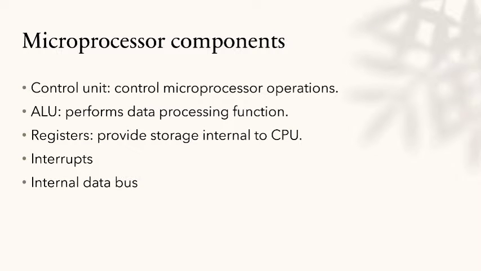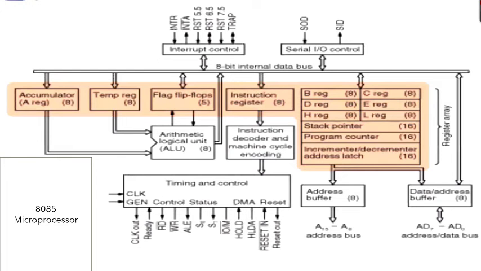Microprocessor components: the control unit controls microprocessor operations, the ALU performs data processing functions, registers provide storage internal to the CPU, and interrupts and the internal data bus. Now we will see this in the architecture.